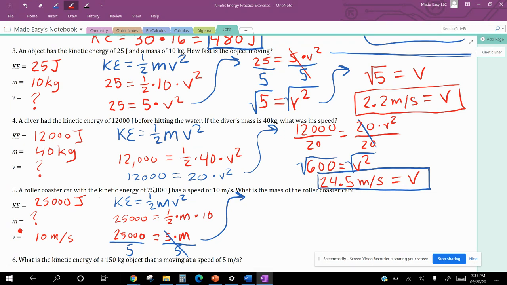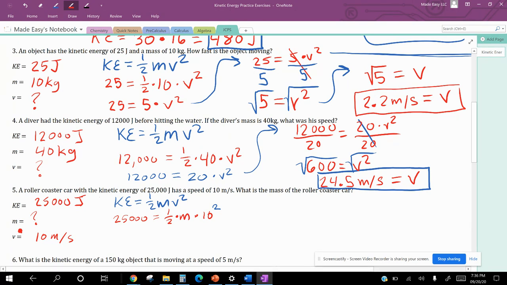Uh-oh, I made a mistake. Do you know what my mistake was? I forgot to do something. I did not square my 10. Oh man, bad, Mr. Williams. It's very important that you pay attention to what you're doing, right? When I plug into my equation, I have to put my square. I forgot to put the square in the equation, and it needed to go right there. So let's redo this all.